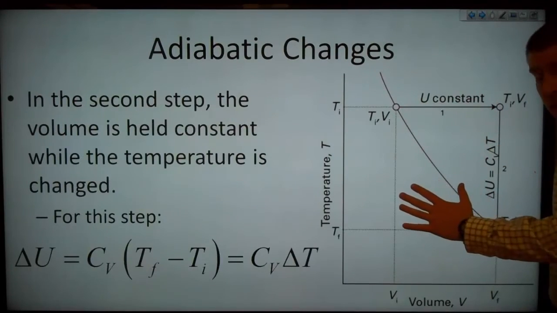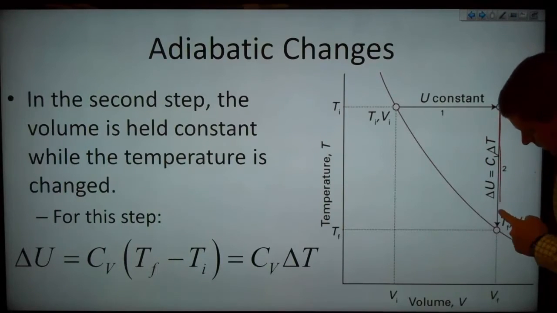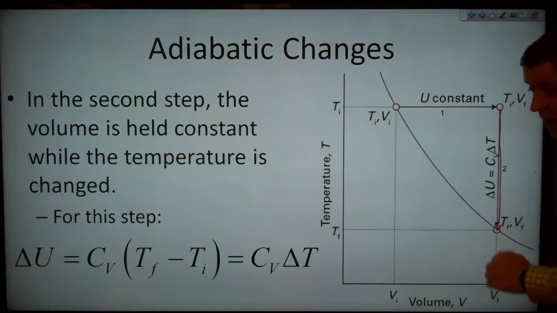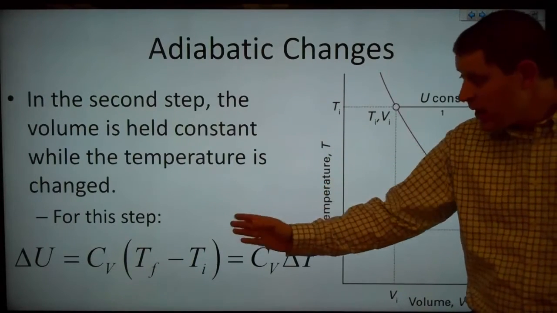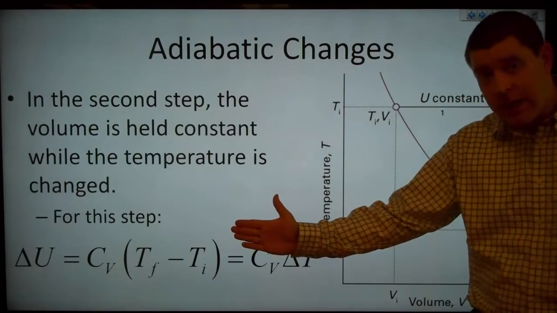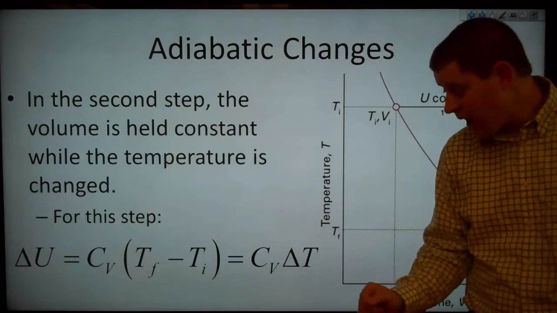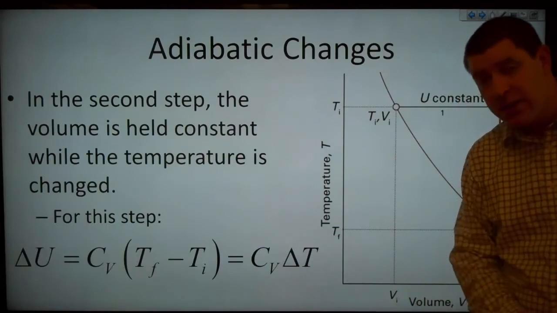That is, the internal energy is constant for that step. In the second step, then, the volume is held constant while the temperature is changed. So we go down that step there. And for this step, then, we know this is true. So the internal energy change, delta U, is equal to the constant volume heat capacity, Cv, times the temperature change, so Tf minus Ti. That is, the internal energy change is equal to Cv delta T.